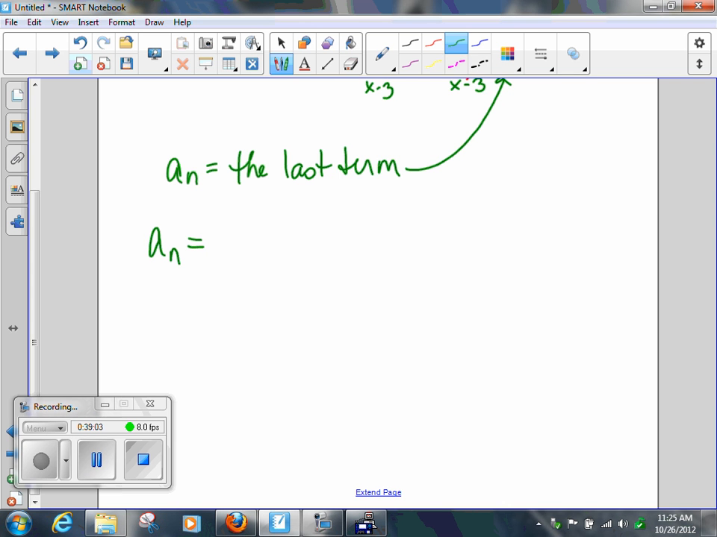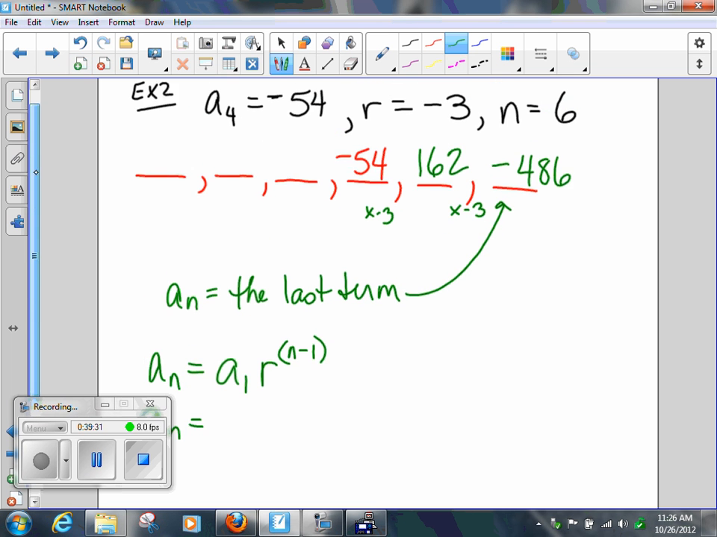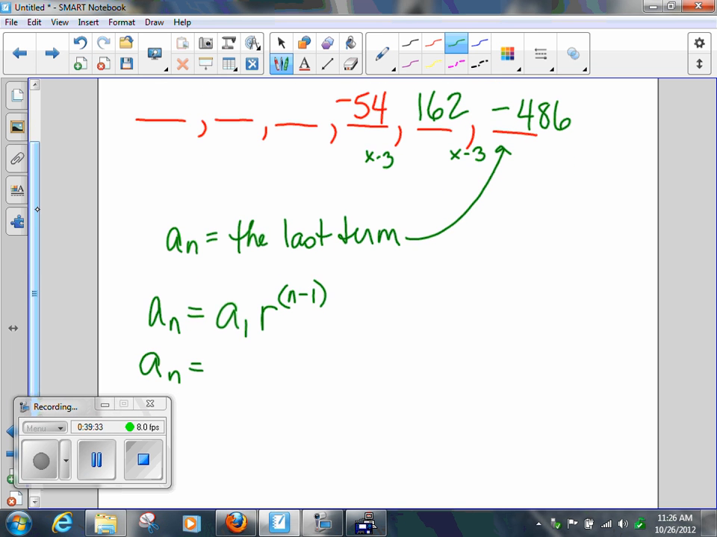Because the a sub n formula is going to get me the correct last term. So let's see where we are. A sub 1 times r to the n minus 1. This would be like the proof. Okay? I know how y'all like proofs. But let's just verify. Let's pretend we hadn't found it. We're just verifying.